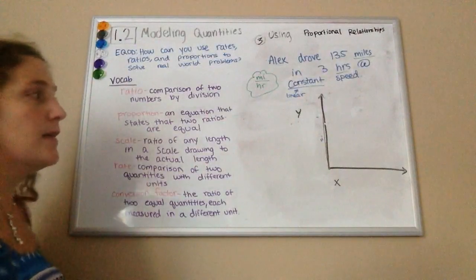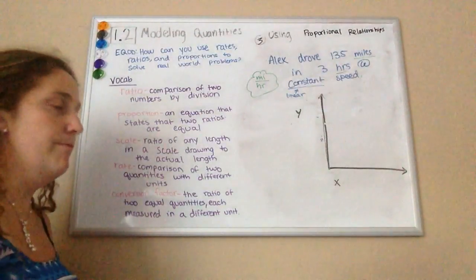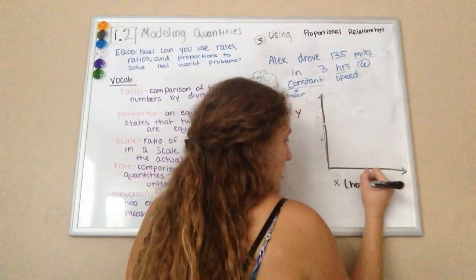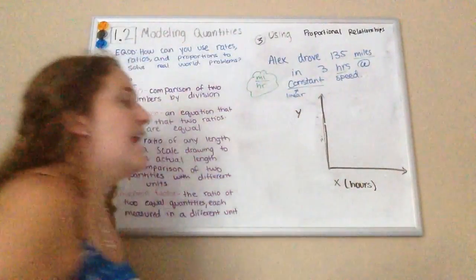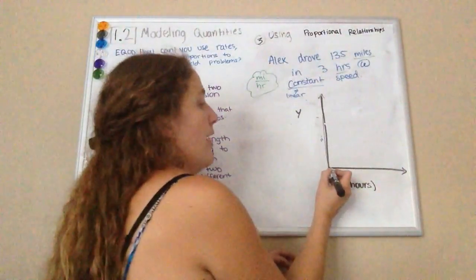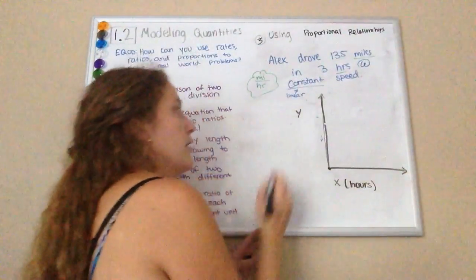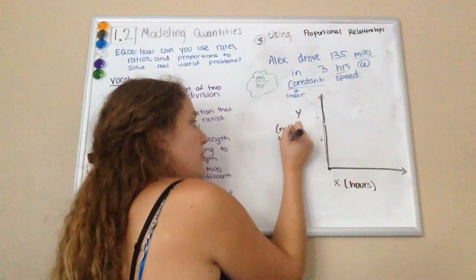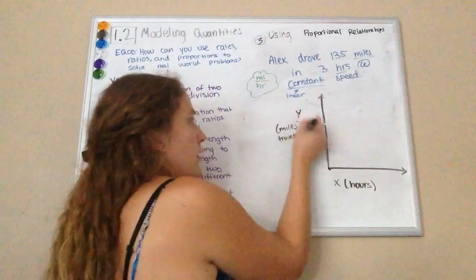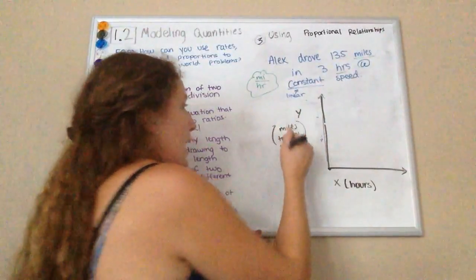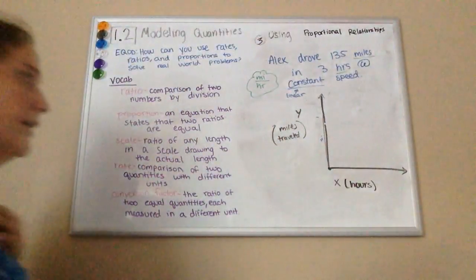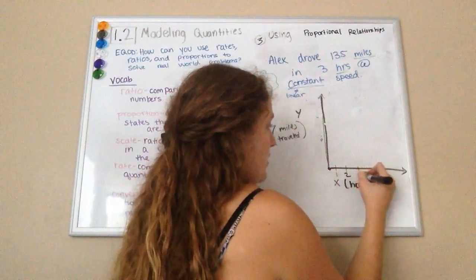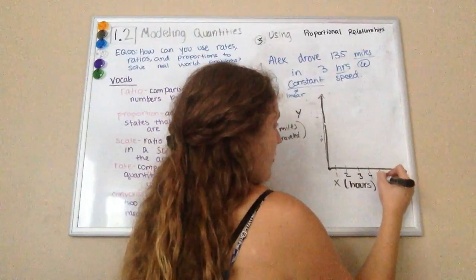So one of them's got to be hours. One of them's got to be miles. So let's do hours down here. So how many hours has he driven? This will be 0 hours at the origin. We'll work our way out from there. And up here, we're going to go miles traveled. How far has he traveled? Miles traveled. And remember, he's traveling at 45 miles per hour. So let's go, here's after 1 hour, 2 hours, 3 hours, 4 hours, 5 hours.